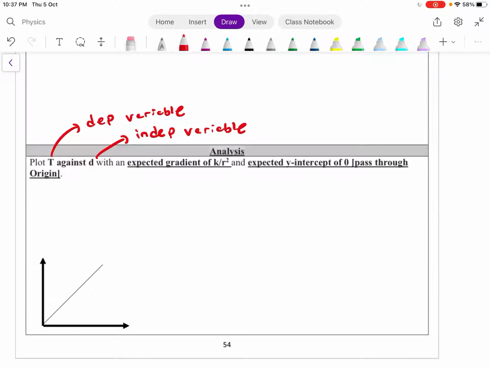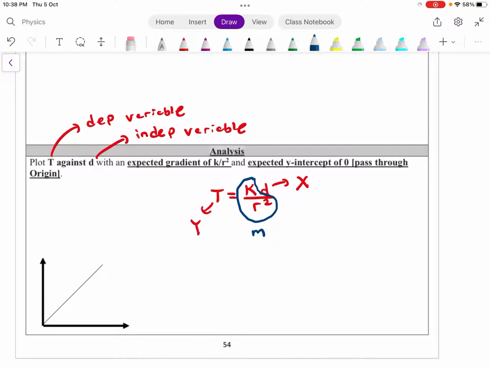So of course, if I go back to the formula, it's T equals k d over r squared. So this is your big Y. This small d is your big X. So you can see that there's an expected gradient of k over r squared. So this is your gradient and an expected Y-intercept of 0. Or you can just say pass through the origin. So that is the analysis part.